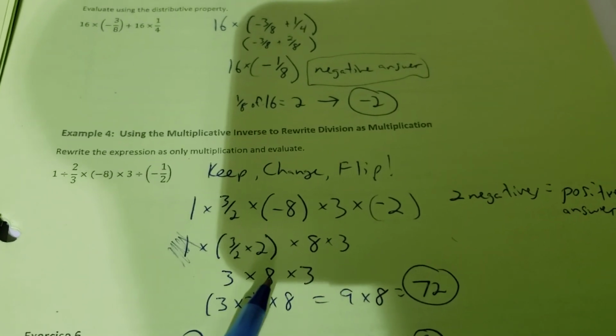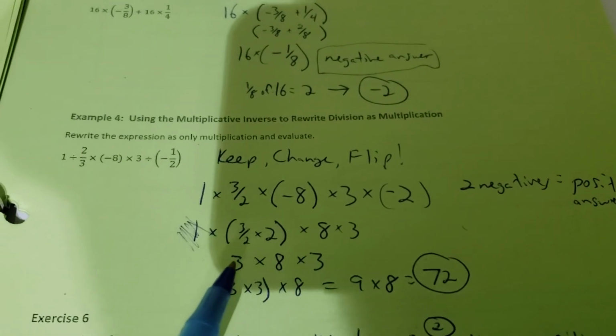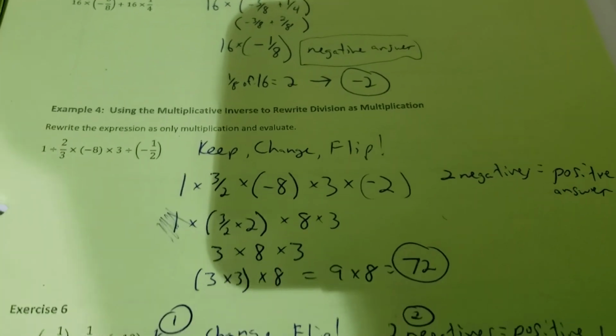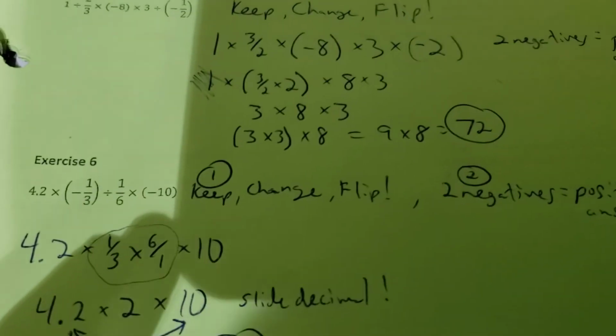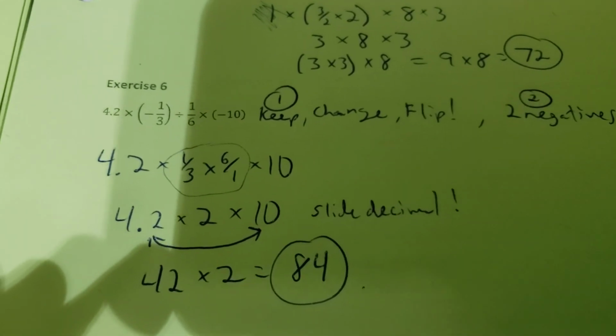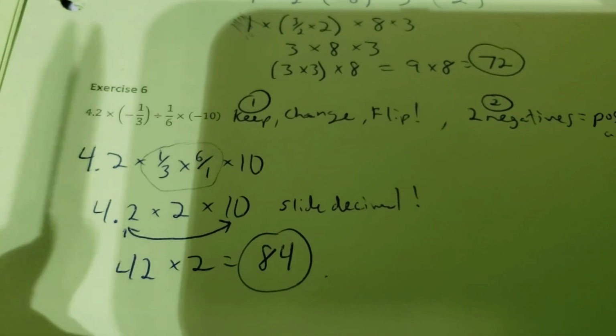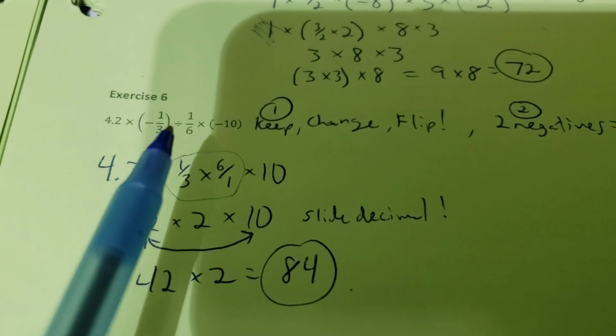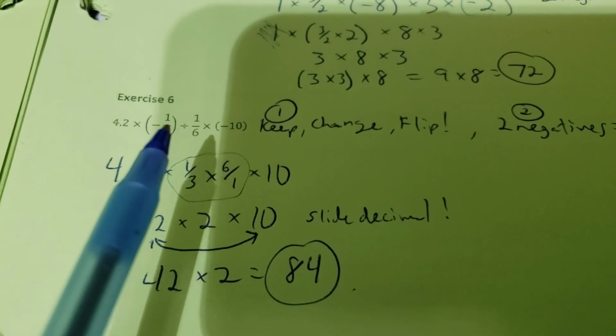I still got the 8, still got the 3. And I can do 3 times 3 real quick. That's 9. And 9 times 8 gives me 72. That's a positive answer. All right, one more to go here. We're just going to take a look at one last problem. Similar to last time, I do notice that's all multiplication and division. I'm going to take that division and make it a keep, change, flip kind of scenario.